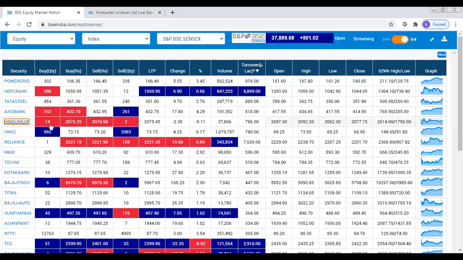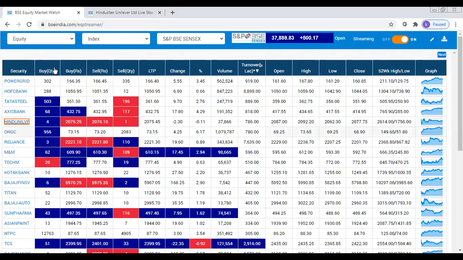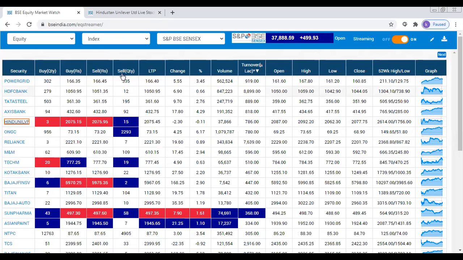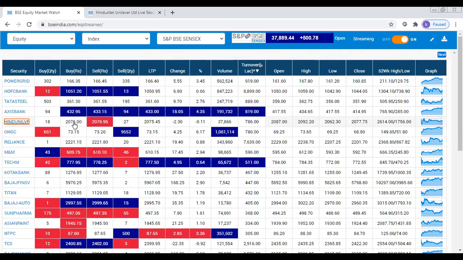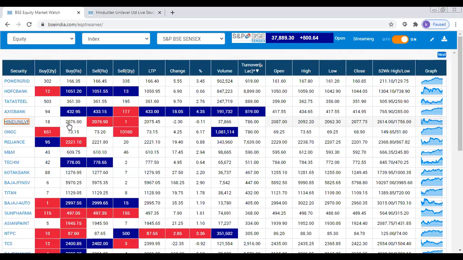Now this is the buy column. This is the buying quantity that we have, and this is the selling quantity that we have. What happens is, if the number of buyers is less and the number of sellers is more, the price generally decreases. I told you, if the number of sellers is more and the number of buyers is less, then the price keeps on decreasing.